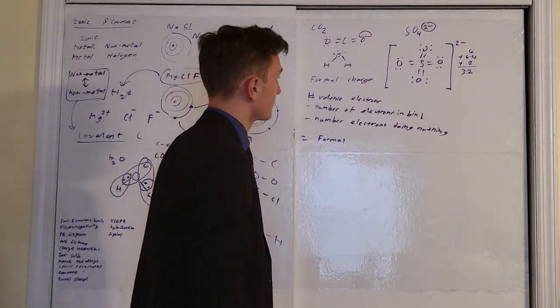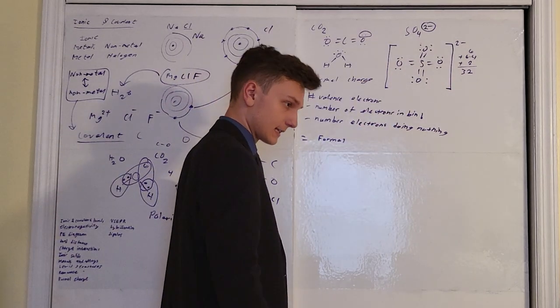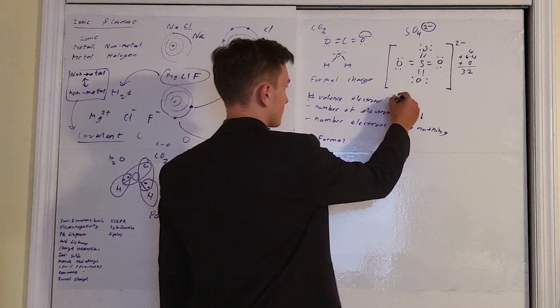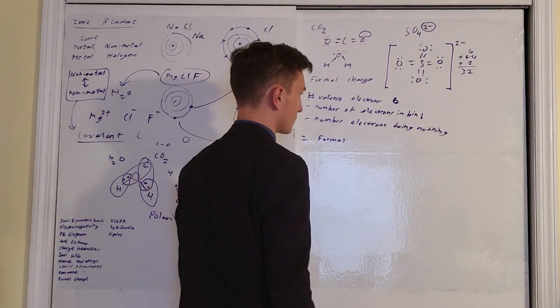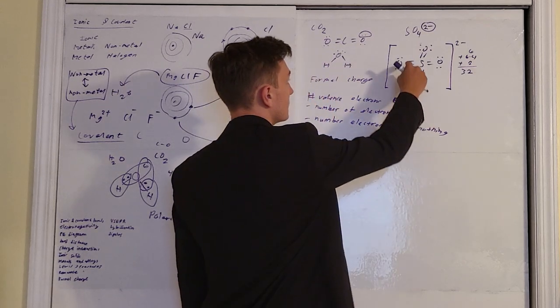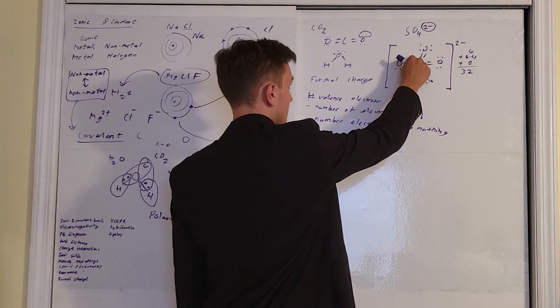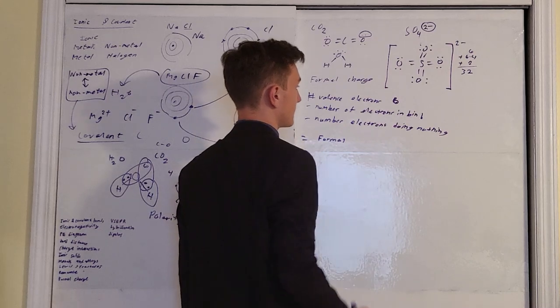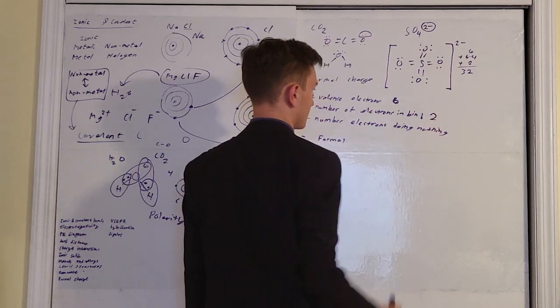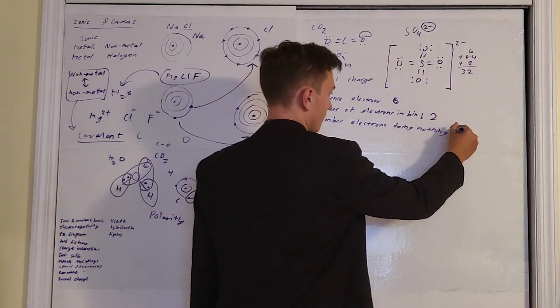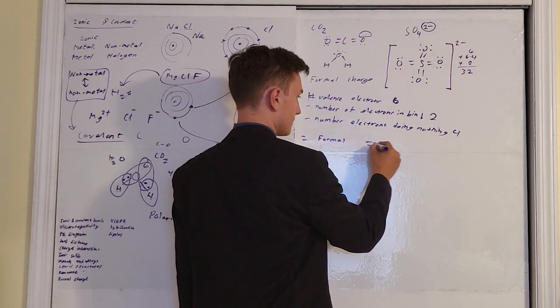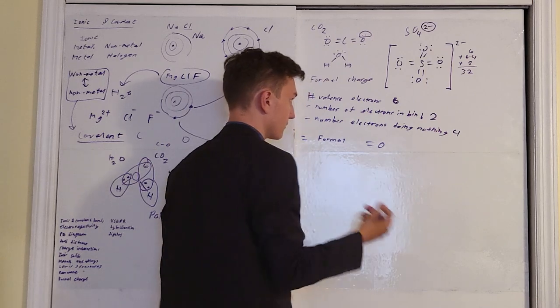Oxygen, in this case. Oxygen has 6 valence electrons. Minus number of electrons in bonds. So oxygen donates 1 electron to this bond, 1 electron to that bond, so it's got 2 electrons in the bond. Number of electrons doing nothing: 1, 2, 3, 4. 4. Formal charge, 0. 6 minus 2 minus 4 is 0.